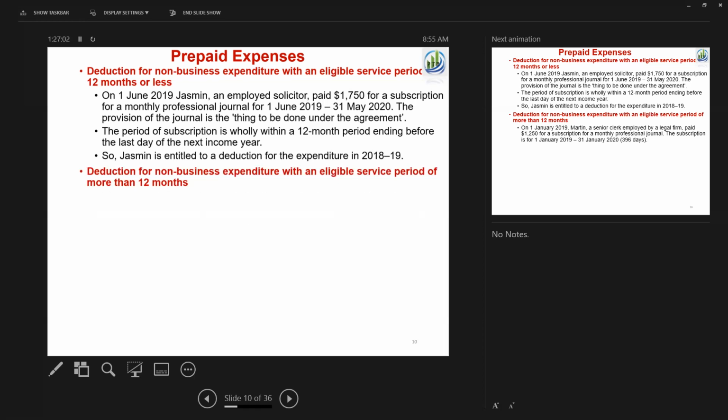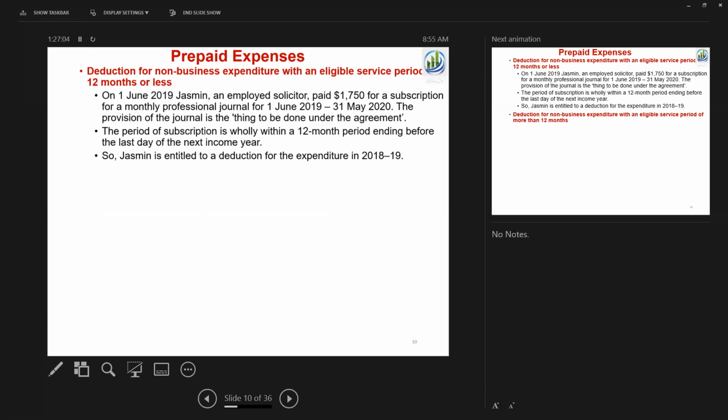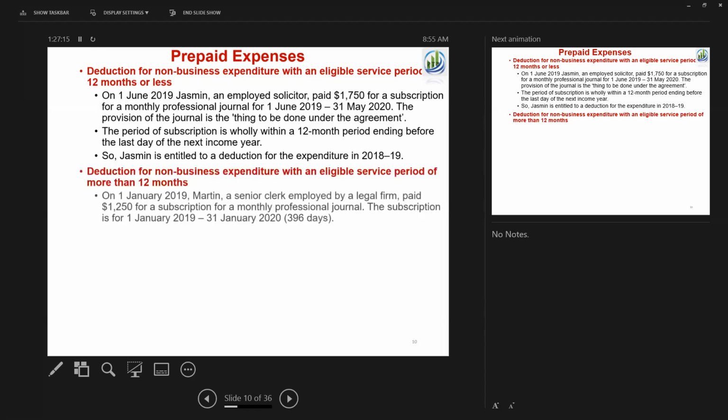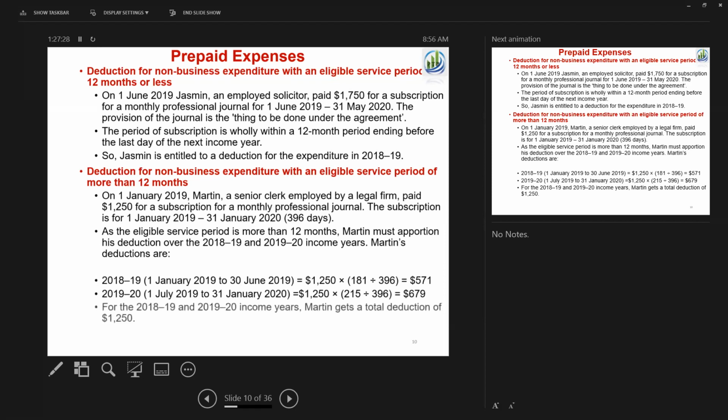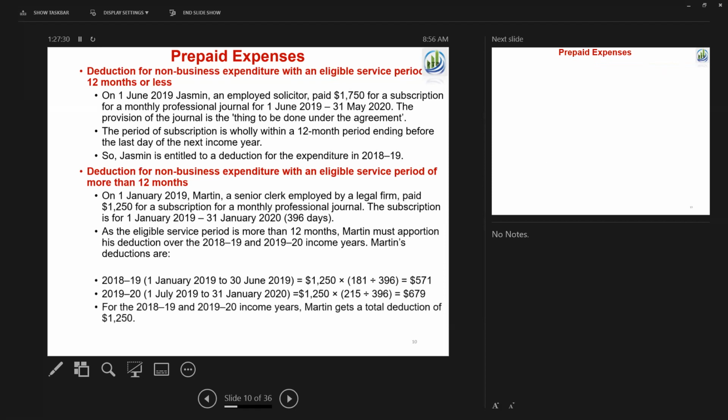Number one, you can very clearly see the period of the subscription is wholly within a 12-month period ending before the last day of the next year. So Jasmine can deduct the whole $1,750 in the 2018-19 financial year. Here you can see it goes to more than 396 days, so then you want to do the apportionment, and that period will be the first part, and next year you can deduct the balance. It's here, so you can just do the practice while you have the time.